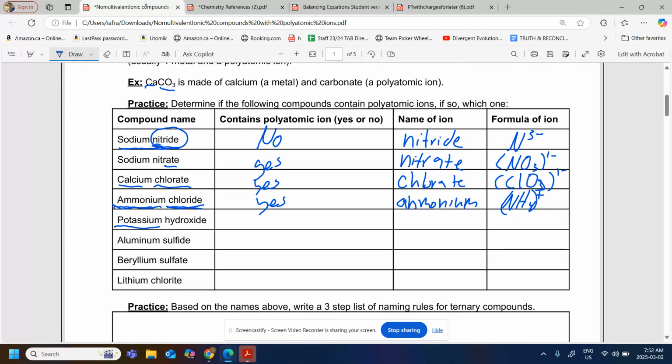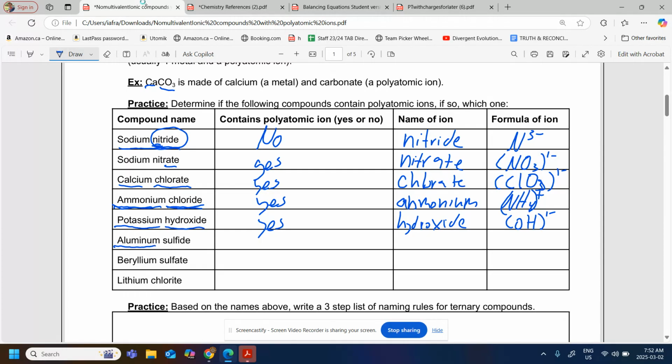Potassium is not a polyatomic ion, it's just potassium, but hydroxide, it doesn't end in ite or ate, but it is that exception, hydroxide. So yes, it is a polyatomic ion. It's a very common one we're going to see a lot of in grade 10. And so it's OH minus or 1 minus.